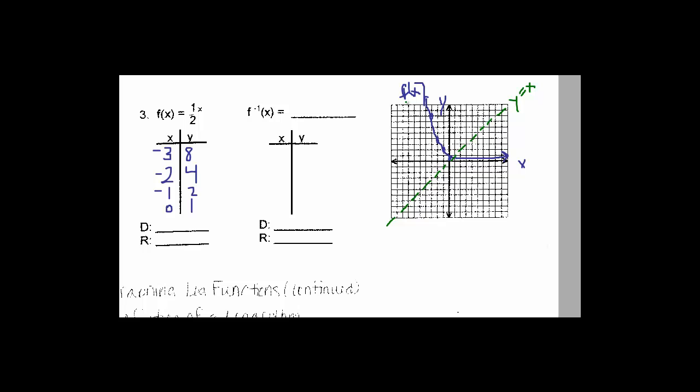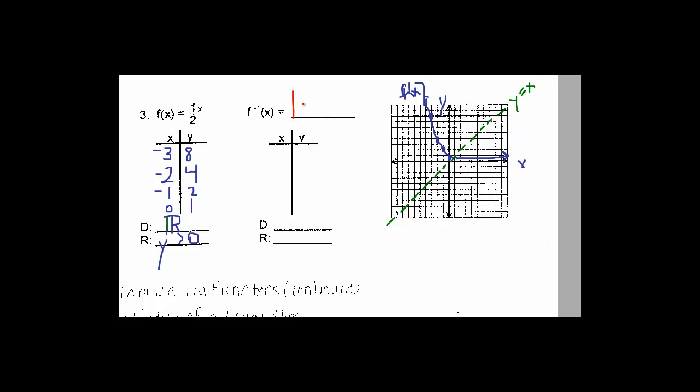The domain of f of x is all real numbers because all the negative values are included and all the positive, so all real numbers. And the range, since it does not cross 0, it doesn't even touch 0, y is greater than 0. Now also notice here, this function did cross y equals x. So I'm curious as to what the inverse is going to look like.